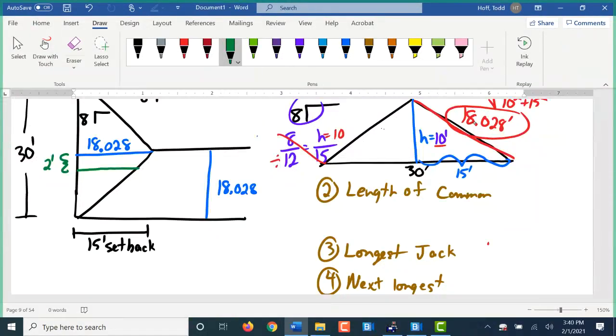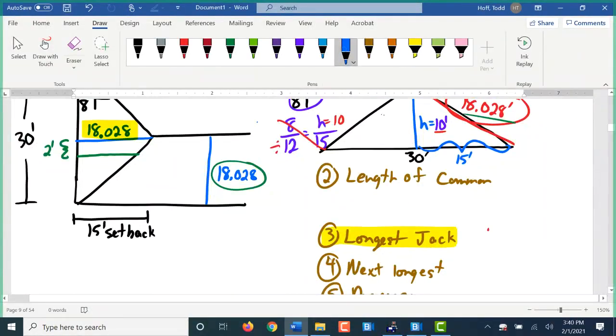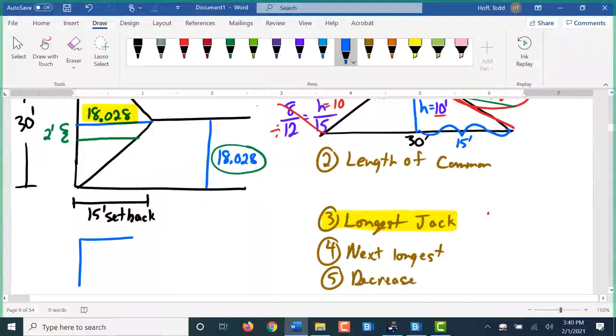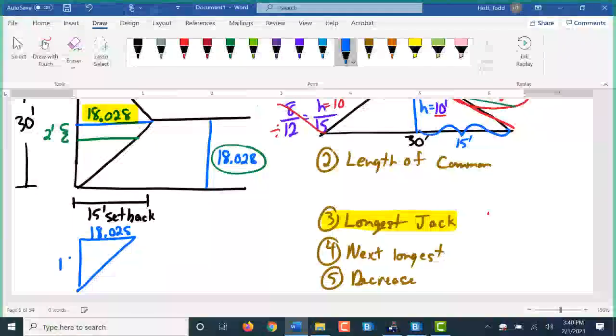So the 18.028 is the length of our longest common rafter. That is also the length of our longest jack. To find the next jack, we're assuming 2-foot spacing. So we have the triangle here for that longest jack. We have the 18.028, and this here is 15, just half of the 30-foot span.